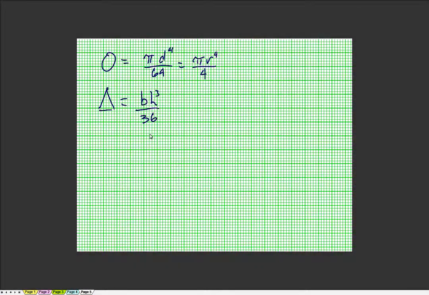For a circle, pretend that's perfectly round, the moment of inertia is pi d to the 4 over 64, which reduces down to pi r to the 4 over 4. For a triangle, the moment of inertia is base times height cubed over 36. I'm sorry? Is there a base that's that shape, like on a bigger object? It is for a cross-sectional area.